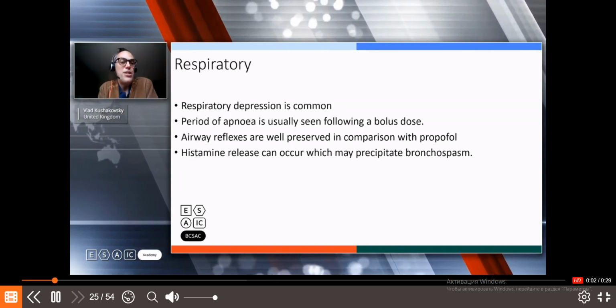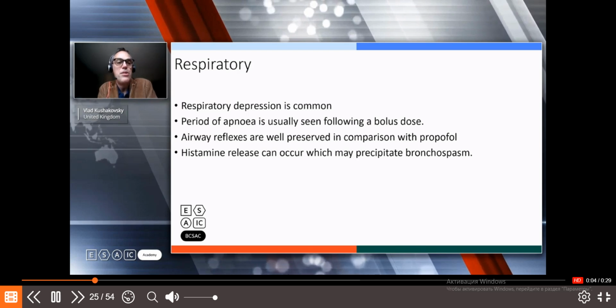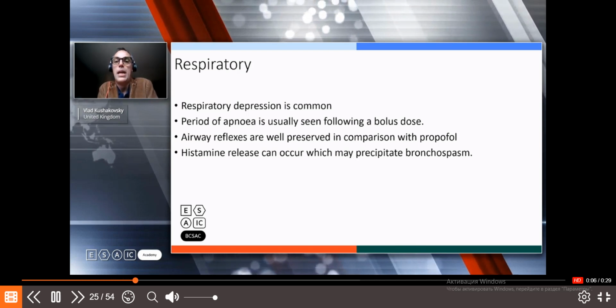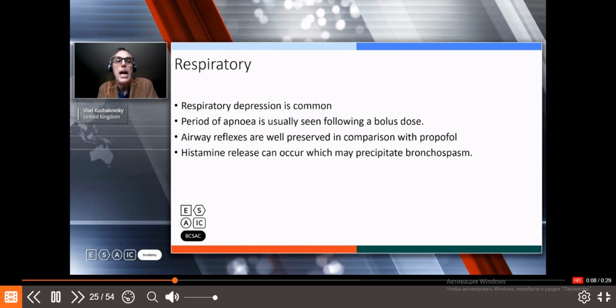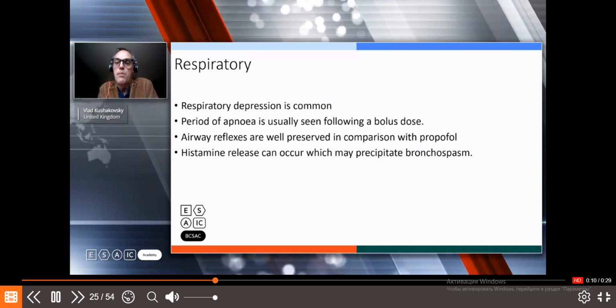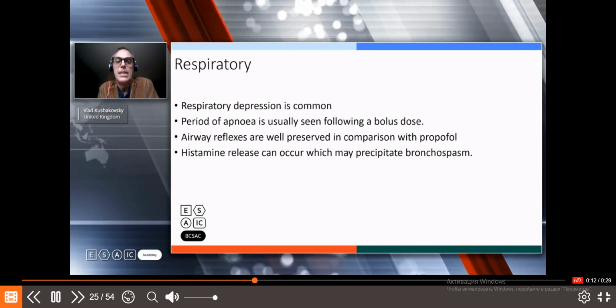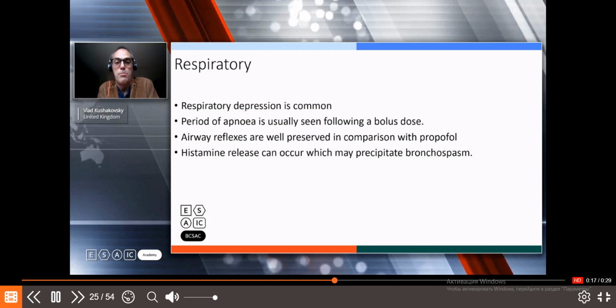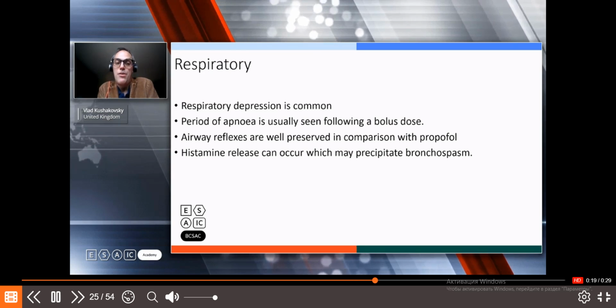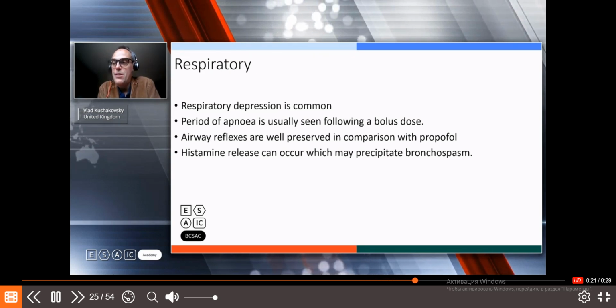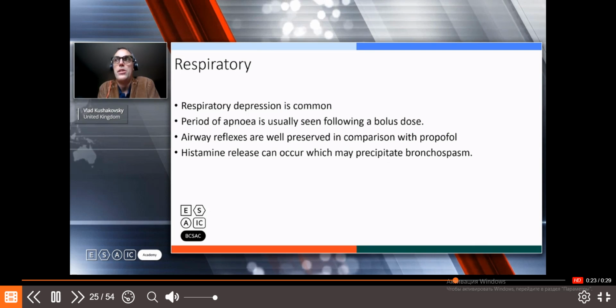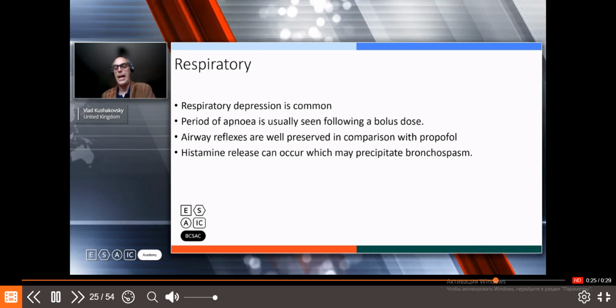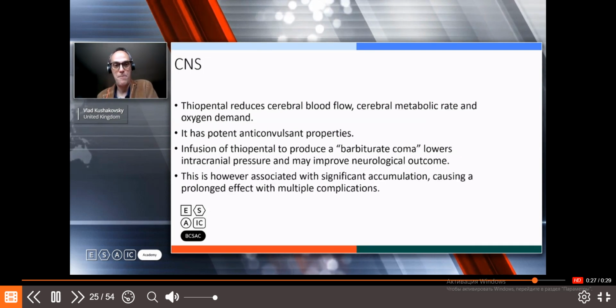So respiratory depression is common, and a period of apnea is usually seen following a bolus dose. Airway reflexes are well preserved in comparison with propofol, and histamine release can occur, which may precipitate bronchospasm. So because airway reflexes are very well preserved, it's not the best anesthetic agent to use if you're planning to use a supraglottic airway device.